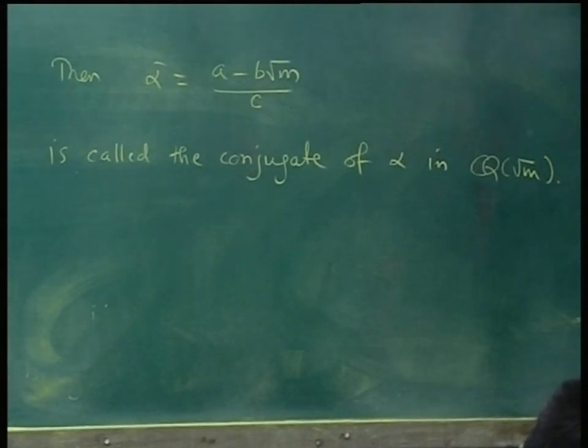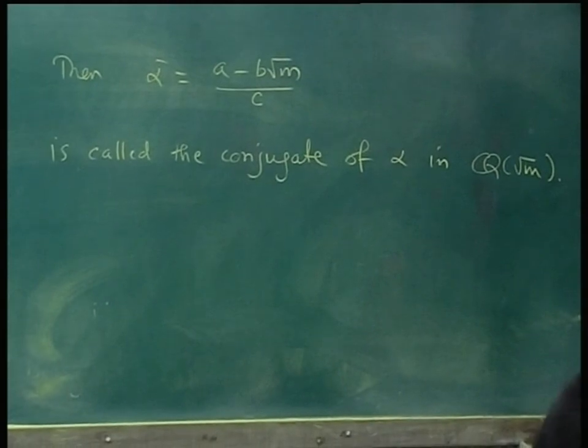This is just like the conjugate of a complex number. A plus ib, conjugate is a minus ib. Similarly we have, here the only thing is m can be a positive integer also. So 1 plus 2 root 2, conjugate is 1 minus 2 root 2. It is not the complex conjugate. It is a conjugate in the field Q root m. Okay.